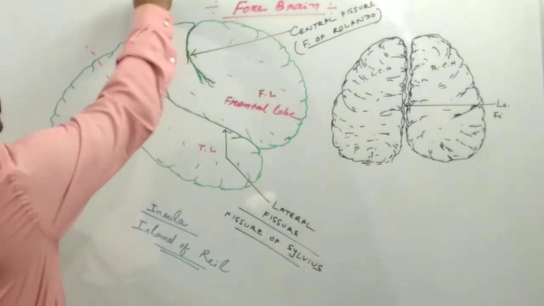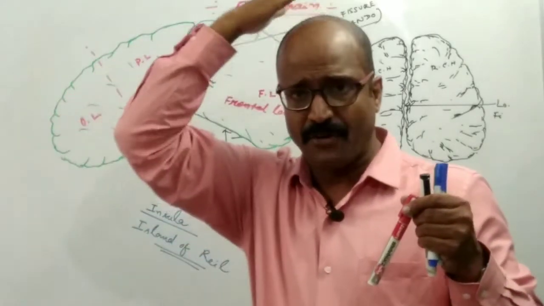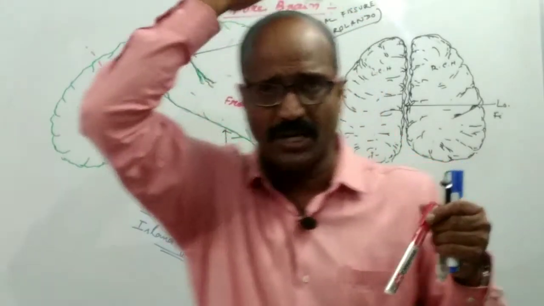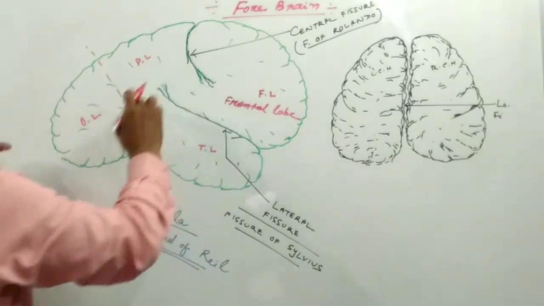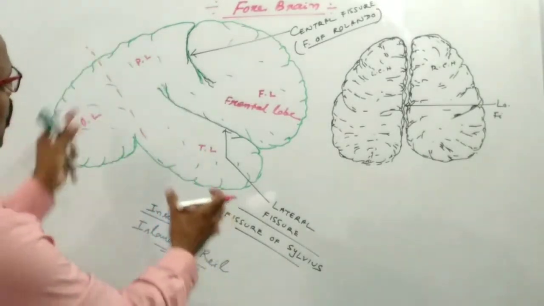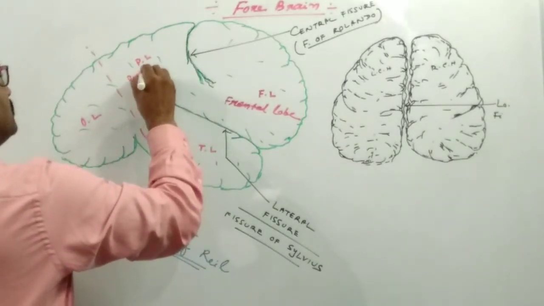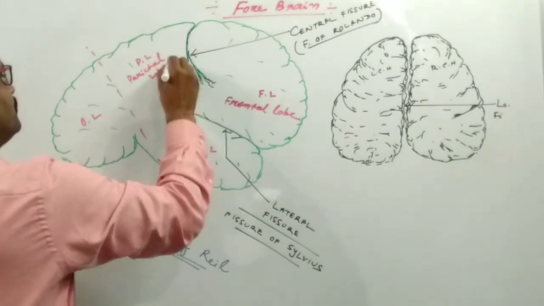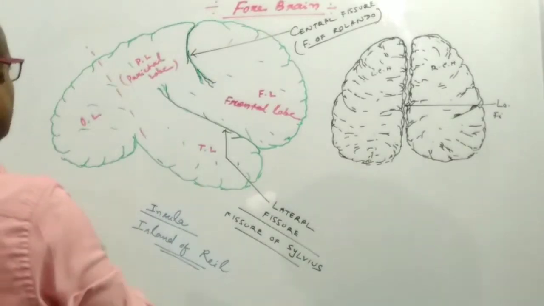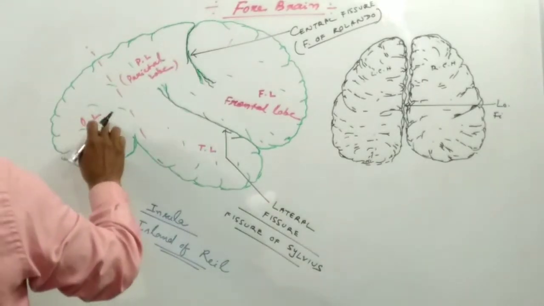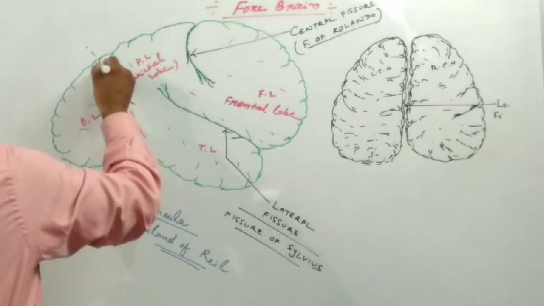The median, the dorsal median region of the cerebral hemisphere, and this lobe which is known as the parietal lobe. So the dorsal median region of the cerebrum is known as the parietal lobe. This parietal lobe is again separated from the occipital lobe by another fissure.